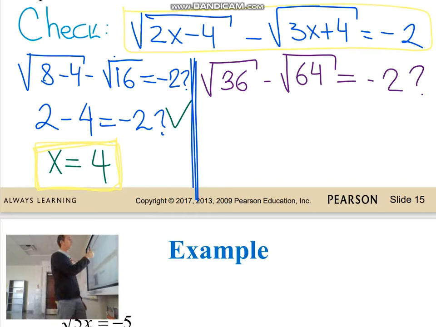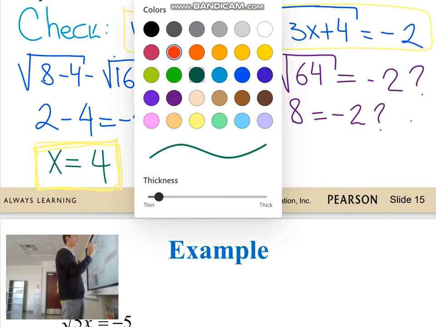The square root of 36 is 6, the square root of 64 is 8. Is this equal to negative 2? What do you think? Have a look, do the calculations, and tell me, is this equal to negative 2? Yes, 6 minus 8 equals negative 2. So this is right, this is correct, this is true.